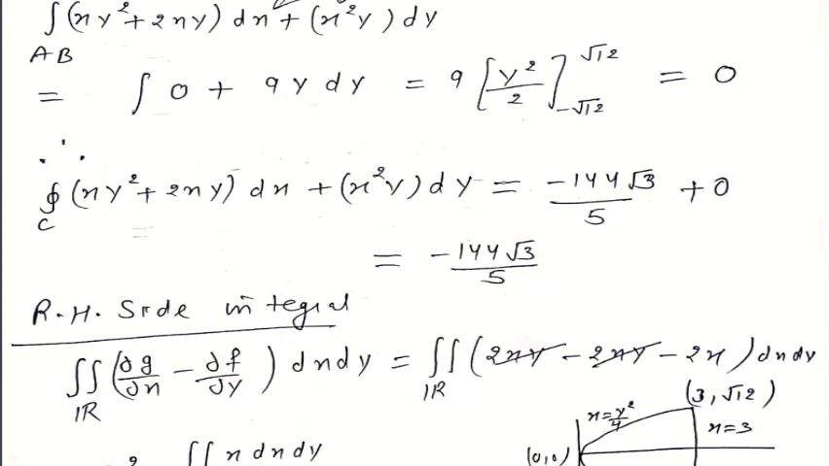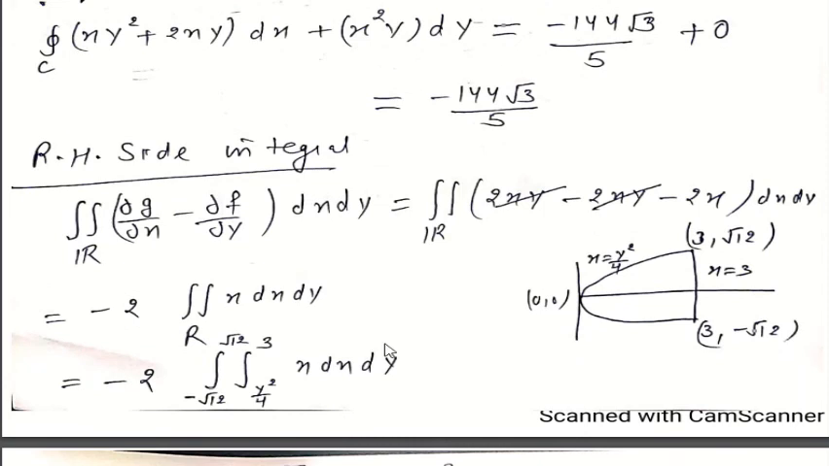So let us calculate the surface integral. Now substitute the value of curly g by curly x here. It is curly g by curly x and curly f by curly y. Substitute the values, we get this. Now here we have to calculate the limits. So y varies from minus square root 12 to plus square root 12 and x varies from y square by 4 to 3. Substitute here, integrate this x.